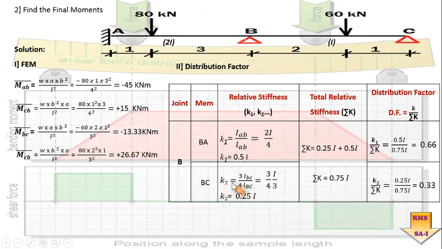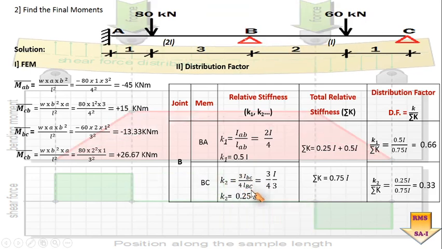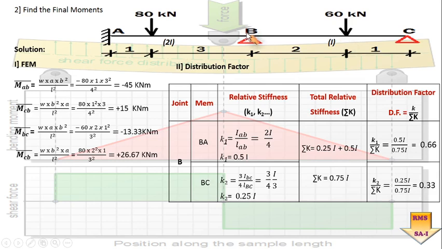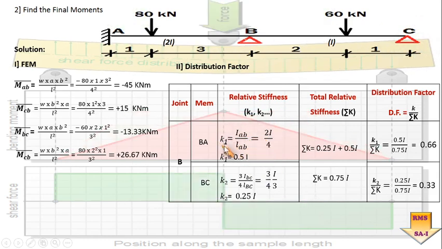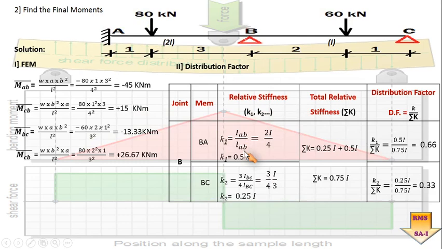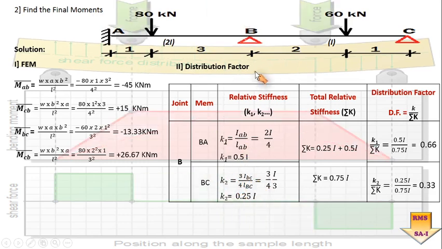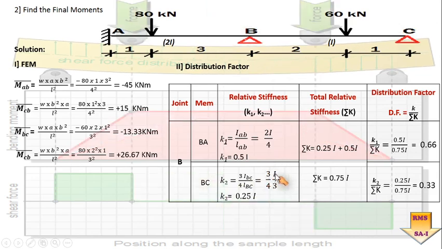Similar is the case with the relative stiffness for the second span BC. So here again it is 3 by 4 I by L. Why is it 3 by 4? Because we are talking about joint B, but its far end is a simple support, whereas this was not true for BA, because about point B the far end was fixed, so the relative stiffness was simply I by L. But this is not true for the second span, as the far end is simple support, so the relative stiffness is always 3 by 4 of I by L.